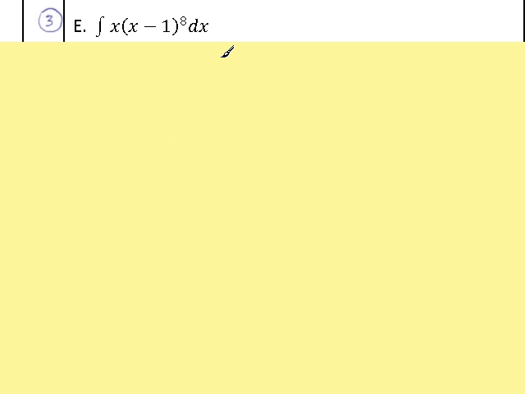In 3e, we cannot use the power rule here. We can't write this as a sum of powers unless we multiply out x minus 1 to the exponent of 8, and that would take a long time. So we think about using a u substitution. And we have an inner function, and it's linear. x appears only to the exponent 1. So we're going to do what we call a linear u substitution.